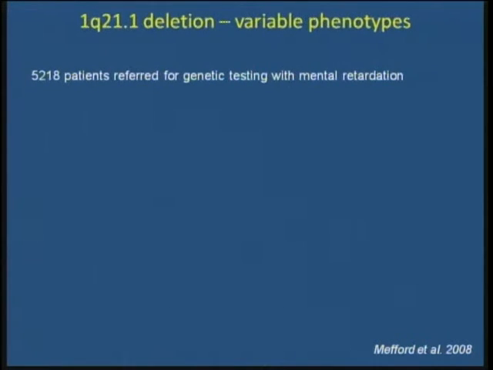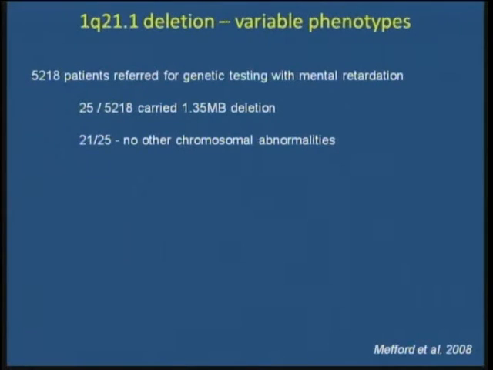And this deletion is also associated with variable phenotypes. In a follow-up study, Mefford et al. from UW looked at 5,200 patients referred for genetic testing with mental retardation. 25 of those carried the exact same deletion with the same breakpoints as the schizophrenia cohort. 21 of those 25 had no other chromosomal abnormalities. And most of the 21 carriers had mild to moderate developmental delay.